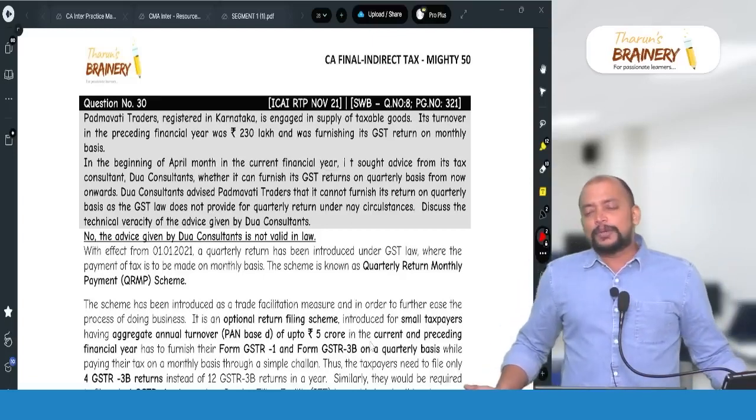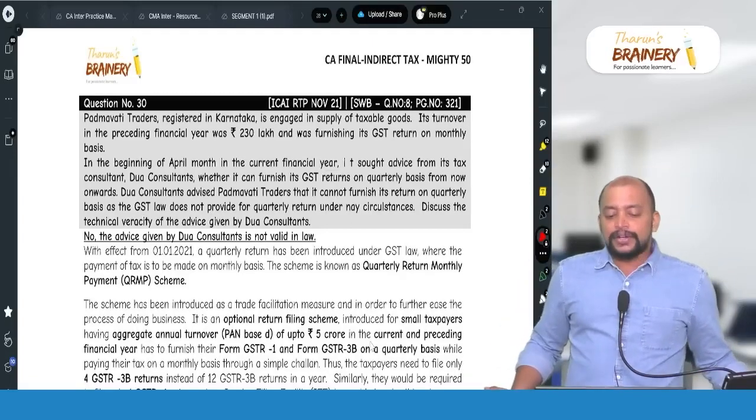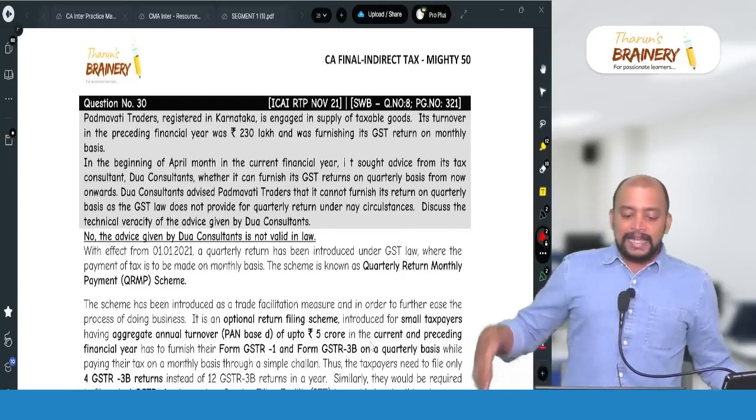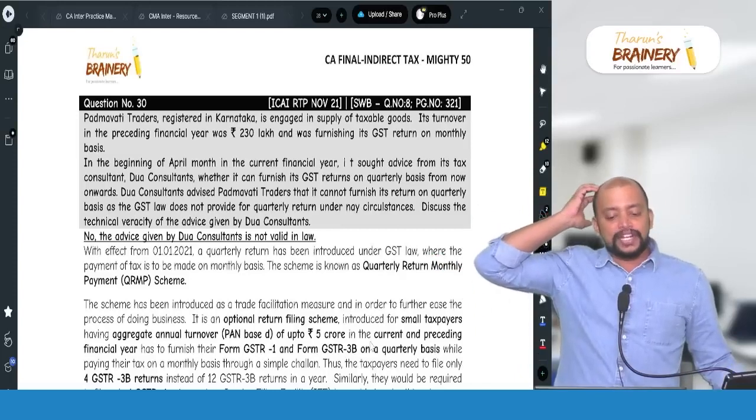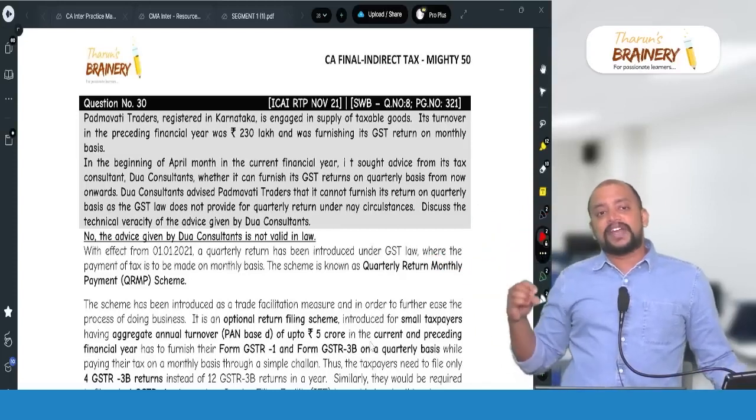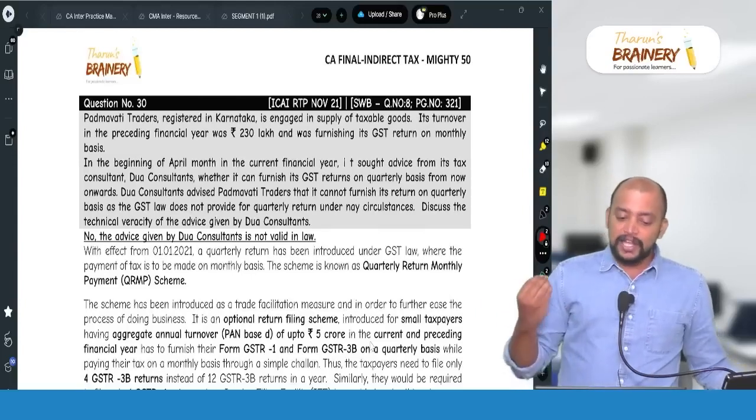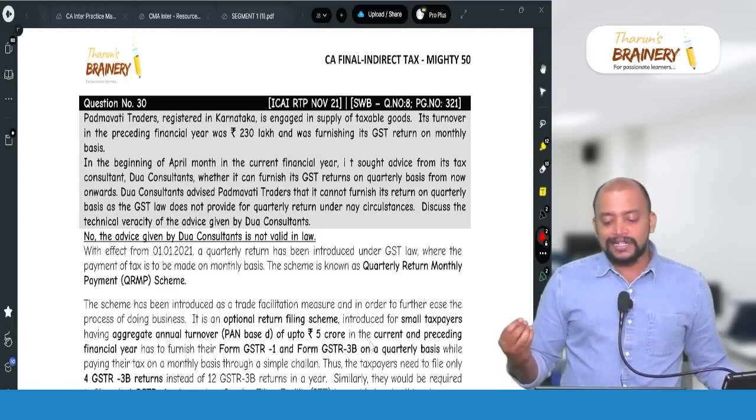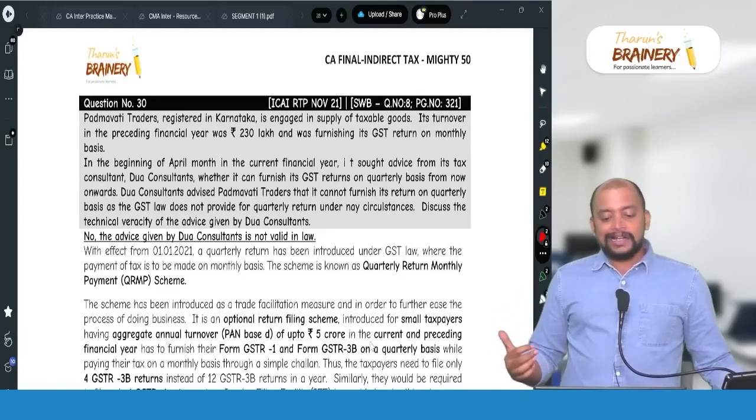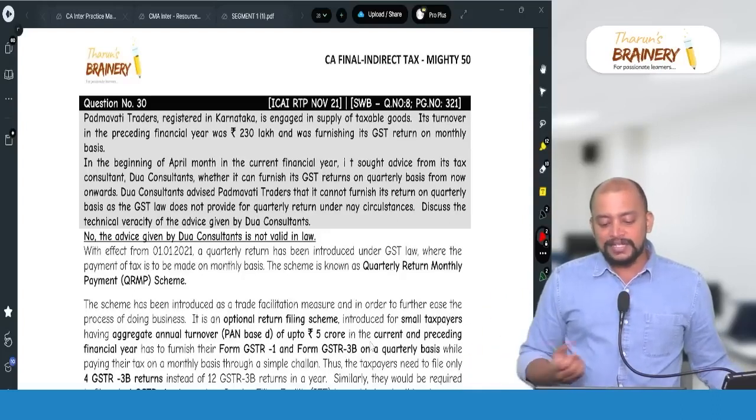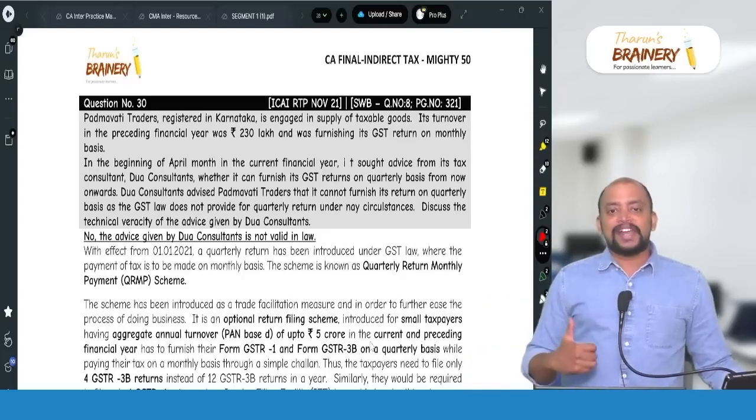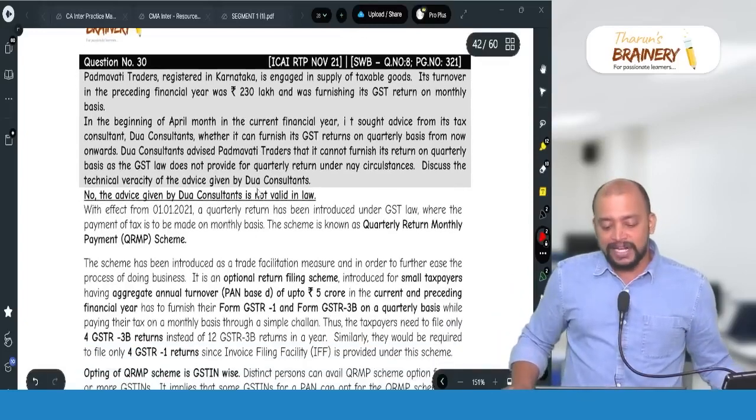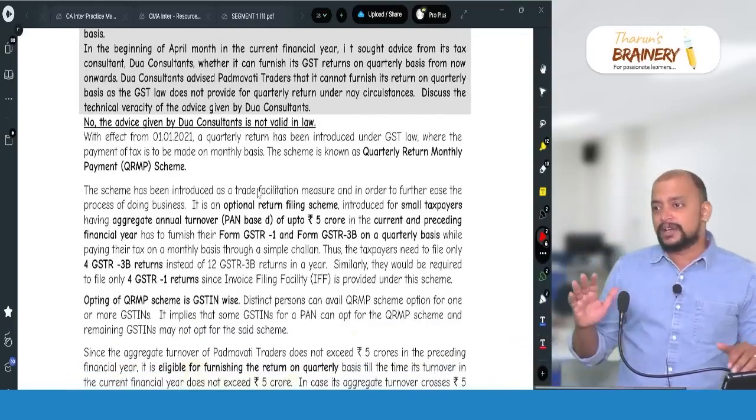First, what should be the aggregate turnover during the preceding financial year for applicability of QRMP? It should not exceed 5 crores. In the present case, their aggregate turnover during the previous year does not exceed 5 crores. It is only 230 lakhs. Therefore, during the current financial year, they can opt for filing returns on a quarterly basis. And whenever they file returns on a quarterly basis, GSTR 1 has to be filed by 13th of the month following every quarter. GSTR 3B has to be filed by 22nd or 24th of the month following every quarter.